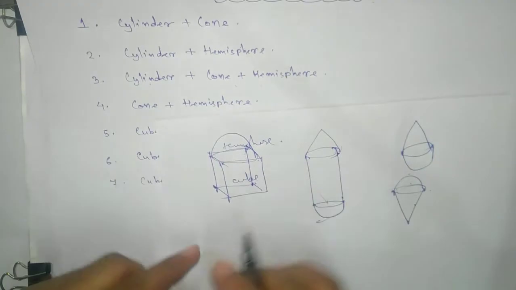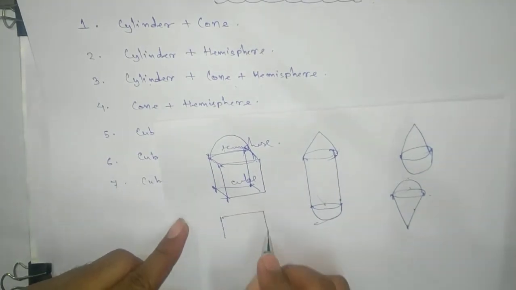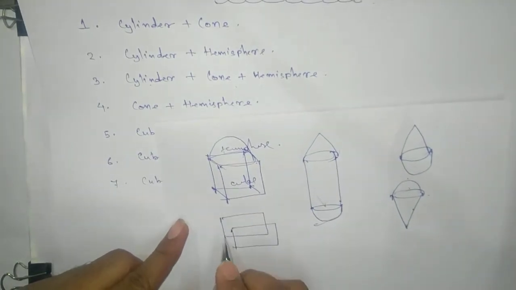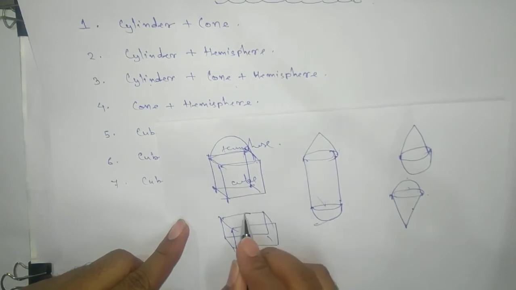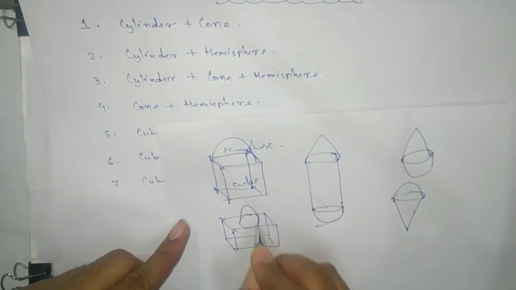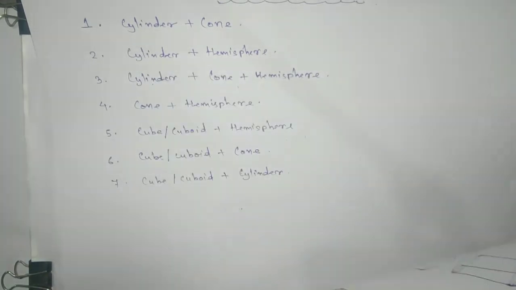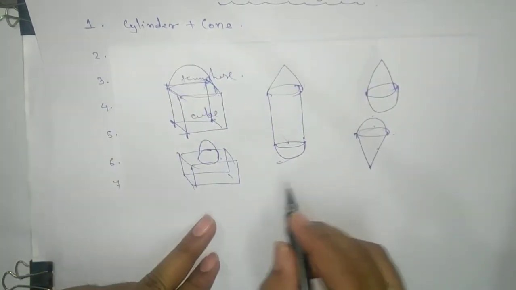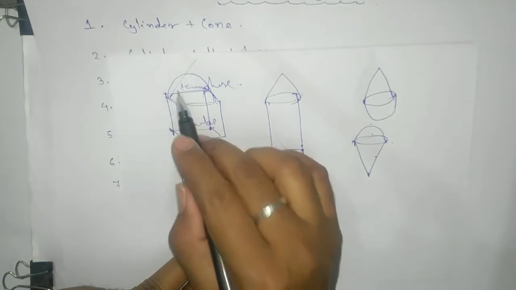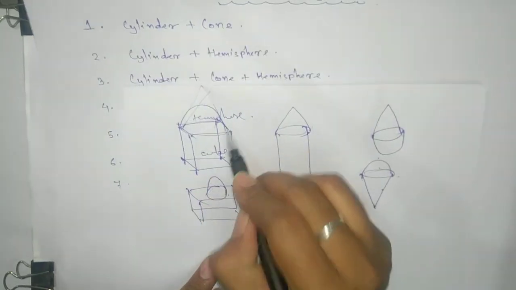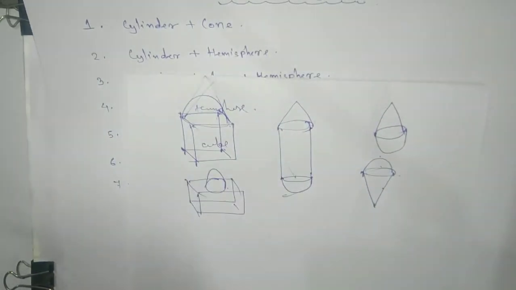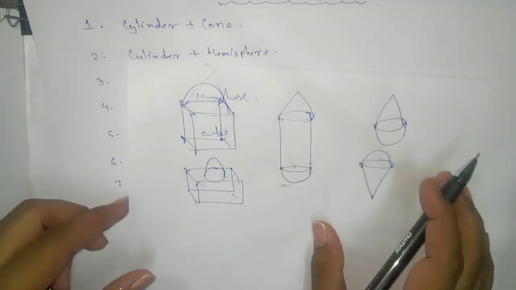Next, if we take a cuboid, no problem in that case, but it will not be equal. We'll get it like this. Sometimes a design will be there in a building, and we can see this type of figure. Next is cube, cuboid and cone. Yes, this type of figure would be there. Instead of a hemisphere you can get a cone also, no problem in that case.